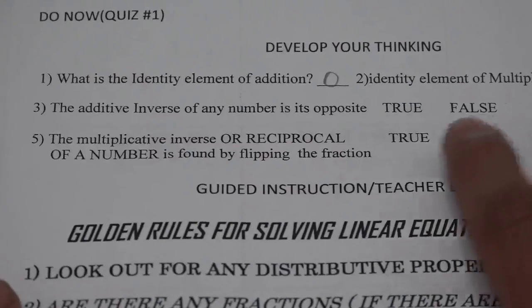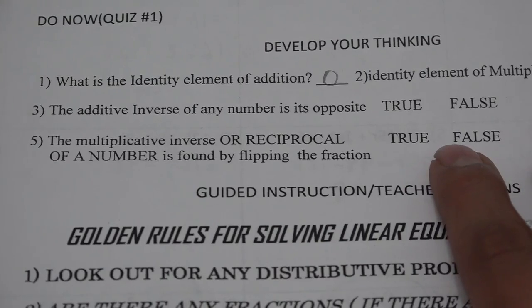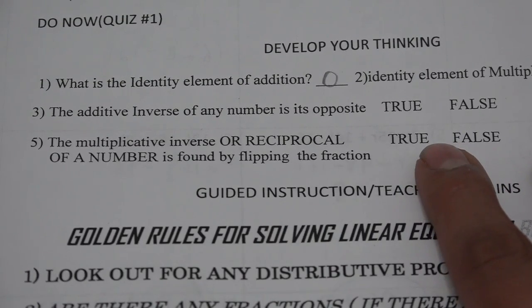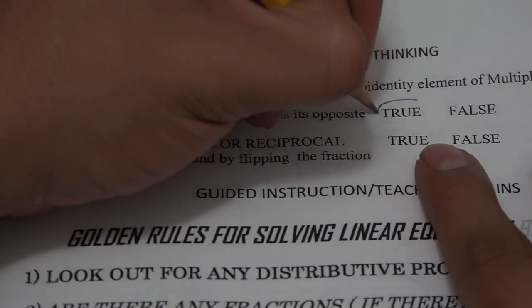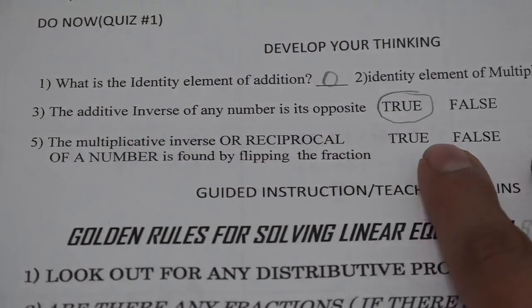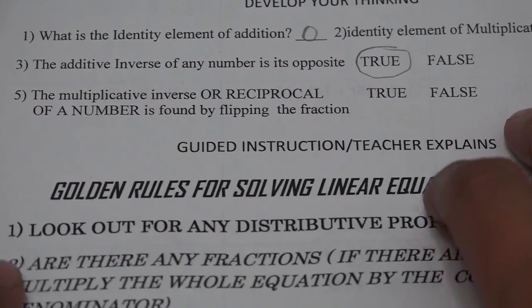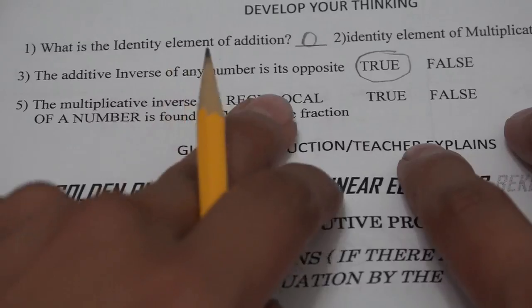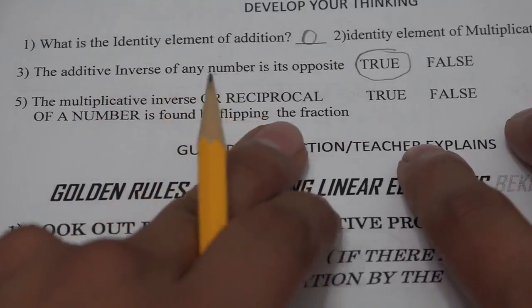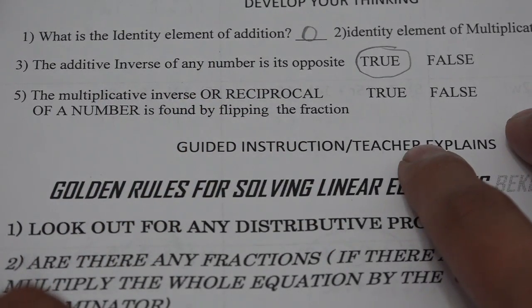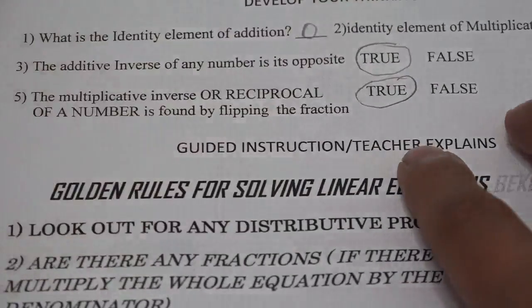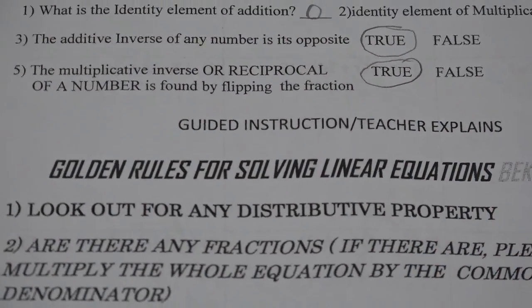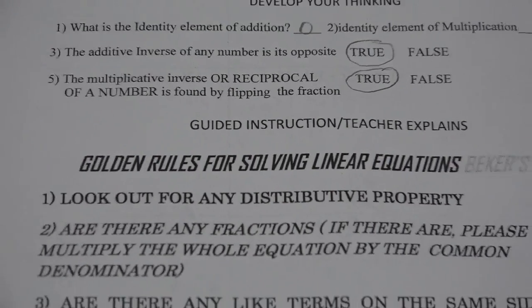Once again, let's go here. The additive inverse of any number is its opposite. The multiplicative inverse or reciprocal of a number is found by flipping the fraction. True or false? Gucci. All right.